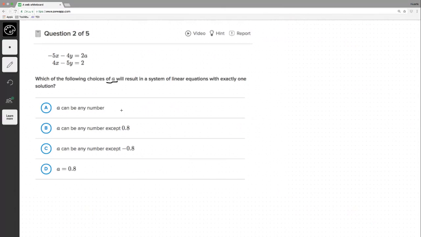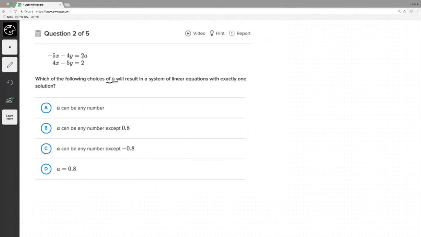All we need for one solution is the slopes to not be the same. If the slopes are different, then they're only going to intersect in one spot. The only problem is if they have the same slope and the same y-intercept, they'll overlap and have infinite solutions, or they'll be parallel, meaning the same slope but different y-intercept. So we just have to get the slopes to be different.